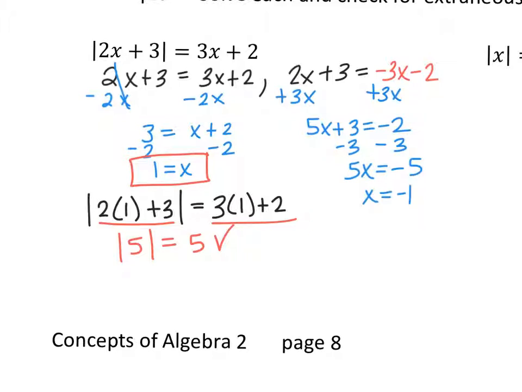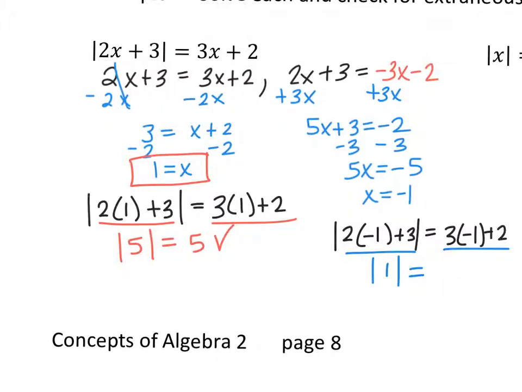And now I'm going to check negative 1 and plug it back into the original problem. It's really important that you plug it into the original problem. So does 2 times negative 1 plus 3 equal 3 times negative 1 plus 2? So this is going to be the absolute value of 1. Does that equal, that's going to be negative 1. So does the absolute value of 1 equal negative 1? No, it doesn't. So this is not a solution.